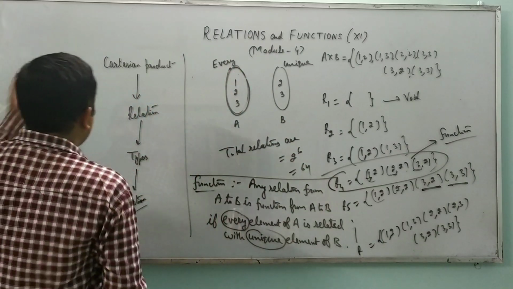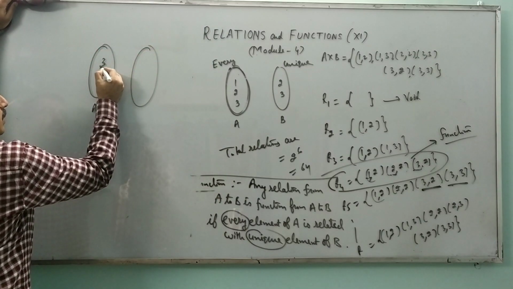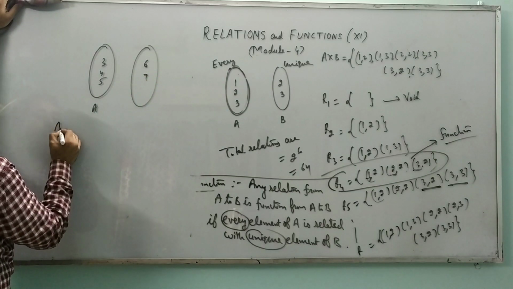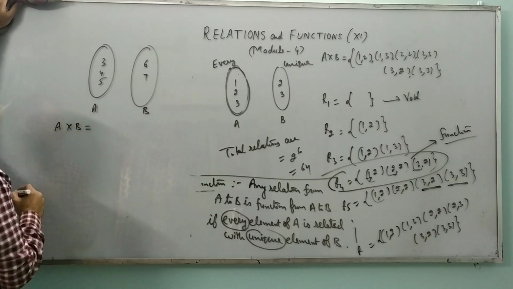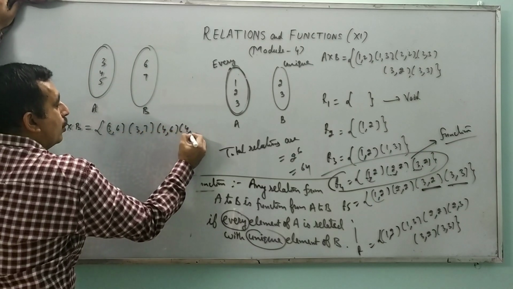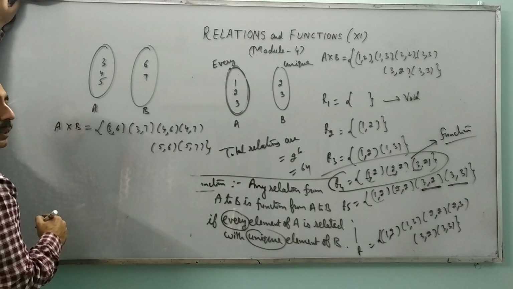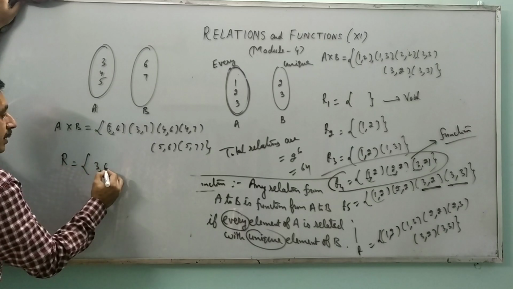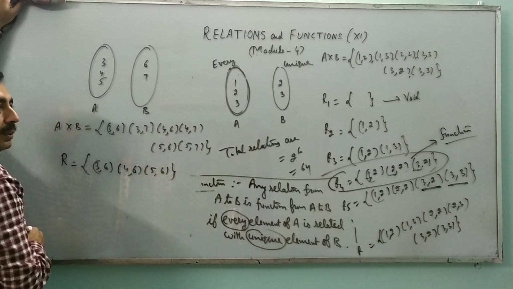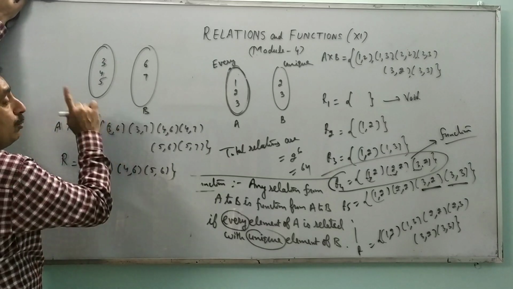Second example. Suppose A is a set which contains 3, 4, 5. B is a set which contains 6, 7. Now what is A cross B? All the pairs: (3,6), (3,7), (4,6), (4,7), (5,6), (5,7). If there is any relation in which 3 is there, 4 is there, 5 is there, all the numbers are here, this relation is called function. And every element should have a unique image.